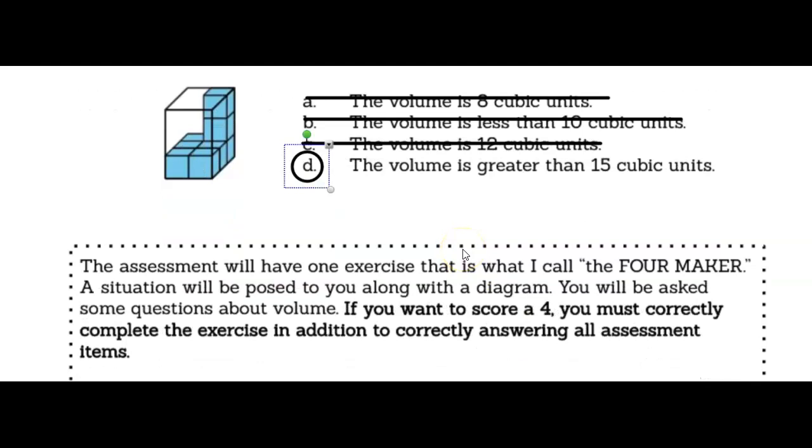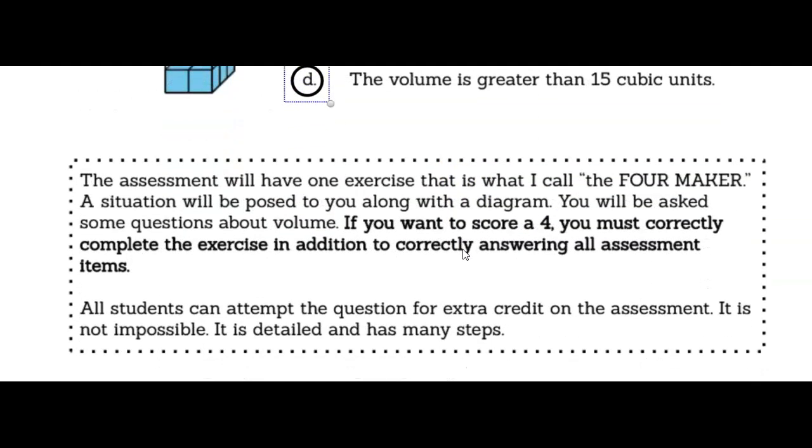Now, just a little reminder. The assessment's going to have 1 extra credit on it. It's a tough question. Okay? It's the 4 maker. For those of you that can get all the answers right, but you still want to get a 4, you're going to have to deal with the 4 maker. Anybody can try to do the 4 maker for some extra credit, but specifically people who do that and have all the other answers right will be the people who score a perfect score. So I just want to let you know that was on there.